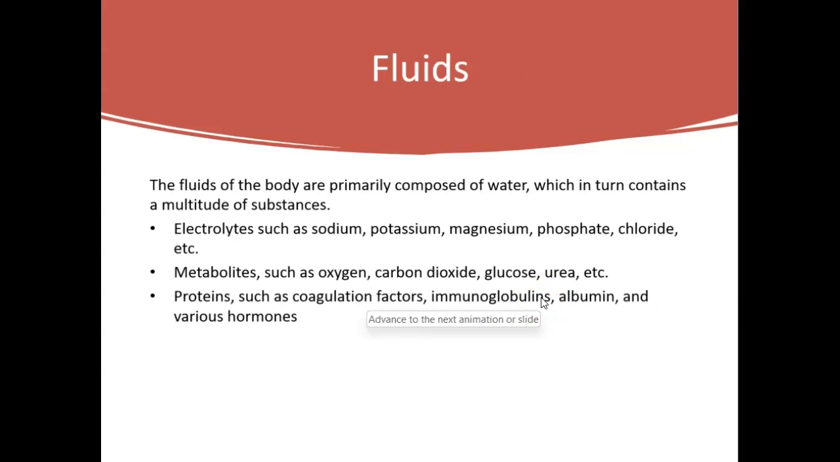So, as I mentioned, fluids are primarily composed of water, but they may contain a multitude of different substances. One group is the electrolytes, such as sodium, potassium, magnesium, sulfite, and chloride. The other group is metabolites, which includes oxygen, carbon dioxide, and glucose. These are substances that we use for metabolism. That's why they're called metabolites.